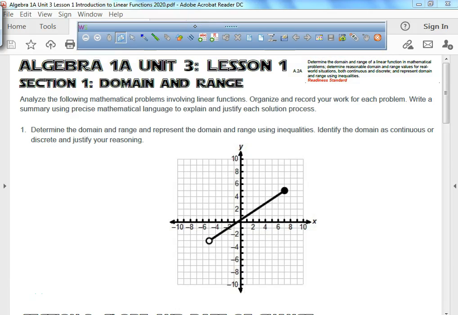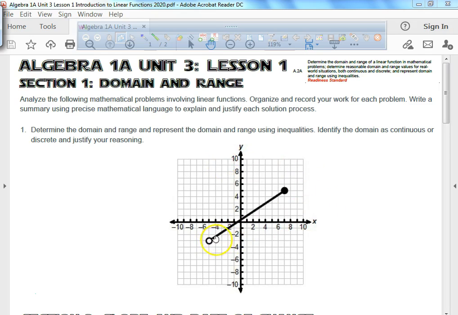Alright, so we are starting Unit 3, and Unit 3 is going to be dealing with linear functions. Before we move on to linear functions, we're going to do a quick little review about domain and range. Okay, so we have a picture here of a graph. You'll notice it has an open circle and a closed-in dot right there. It says, determine the domain and range and represent the domain and range using inequalities. And then identify the domain as continuous or discrete and justify your reasoning.